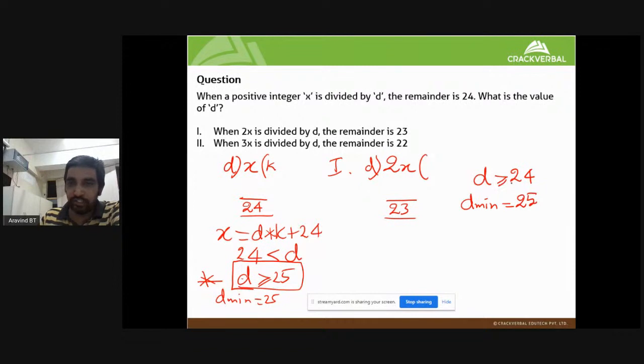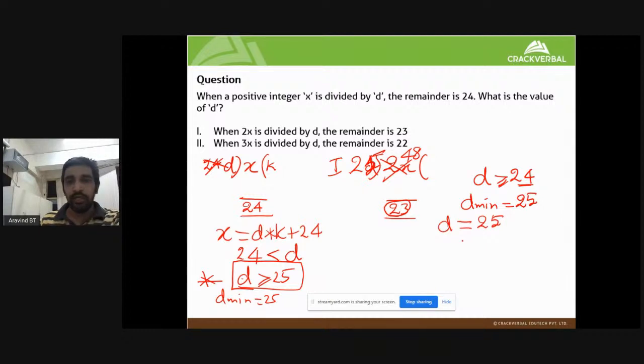You cannot take 24 just because you got a equal to 24 here, because you can't say I divided a number by 24 and I got a remainder of 24. That's not possible. So if you divide a number by 25 and you're getting a remainder of 23, that's only possible if the number is 48. So if the number is 48 divided by 25, the remainder is 23. So from the first statement alone, we can make out that the value of D is definitely 25.